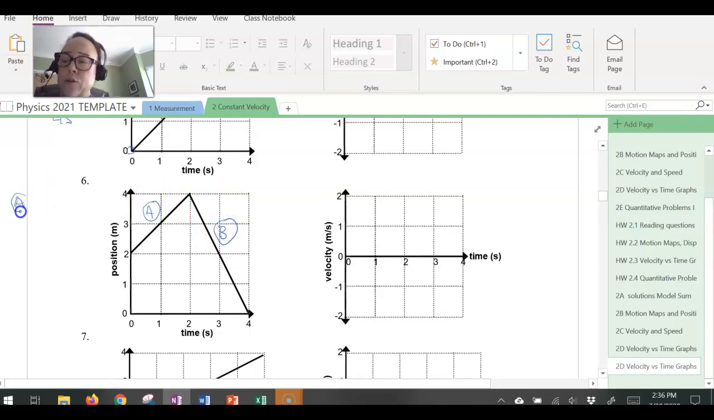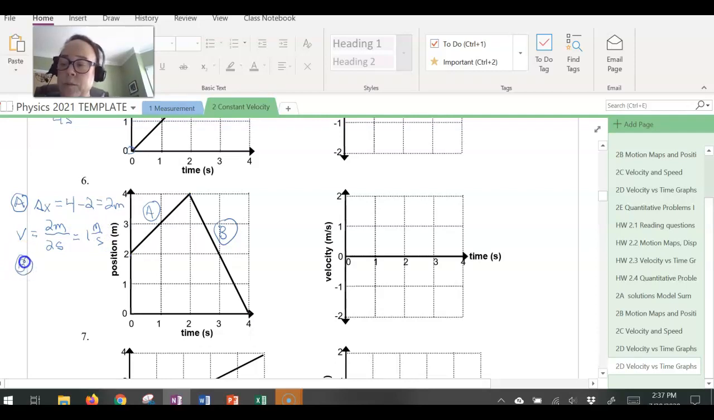So I need to treat these as different parts of the trip because they have different characteristics. In part A of the trip, where it's moving in the positive direction, the displacement is final minus initial. 4 minus 2 is 2 meters. And the velocity for part A was that 2 meters, which was the displacement that was made in the 2 seconds of elapsed time. So the velocity was a positive 1 meter per second.